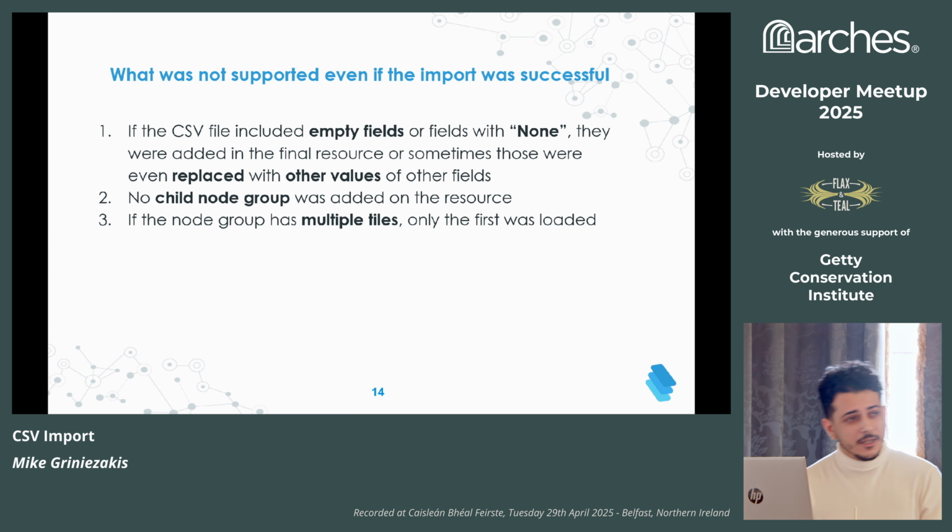So, for example, in the first case, if the source CSV contained empty strings, empty fields, or none, the system in some cases replaced those empty fields with fields from other columns. That proved very wrong because the data was not correctly imported to the system. Secondly, no child nodes were imported, so no nesting could happen in the imported resources. Only top-level nodes were supported. And thirdly, as we said before, with multiple tiles, only the first one was imported and the rest were ignored entirely.